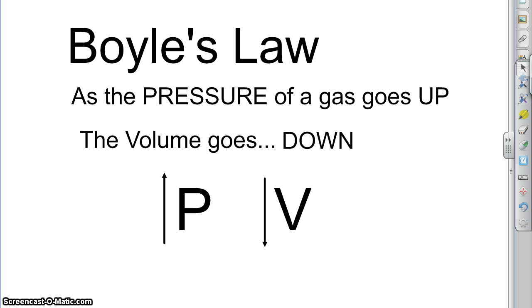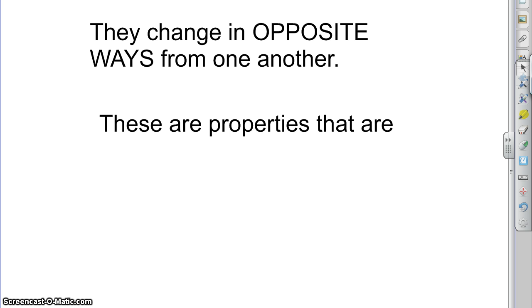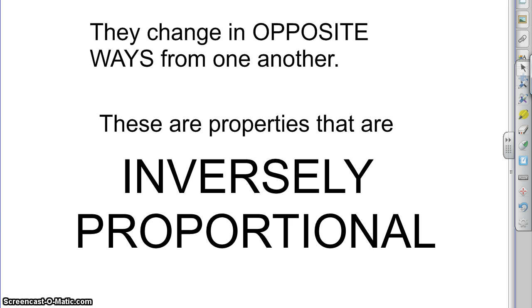So we can kind of visualize it this way. As the pressure goes up, the volume goes down, assuming we're not changing anything else. So they change in opposite ways from one another. One goes up, the other goes down. There's a name for this. These properties are inversely proportional. Things are inversely proportional if they change in exactly opposite ways.